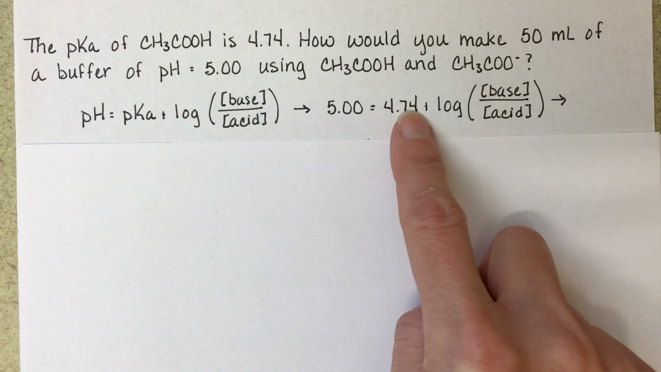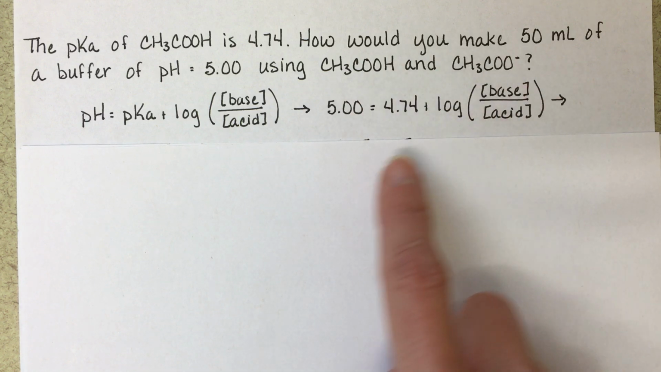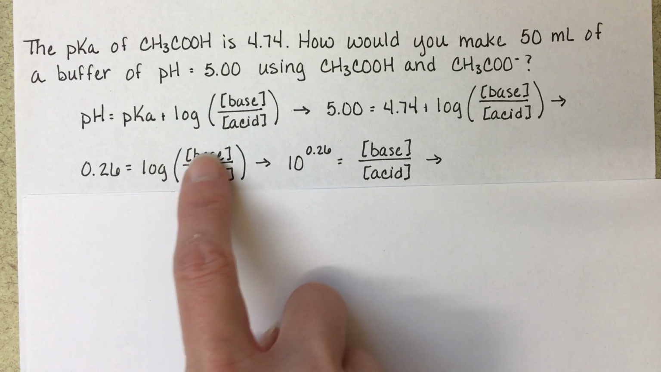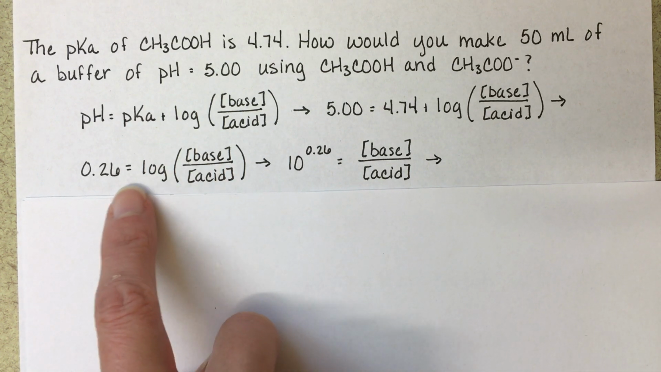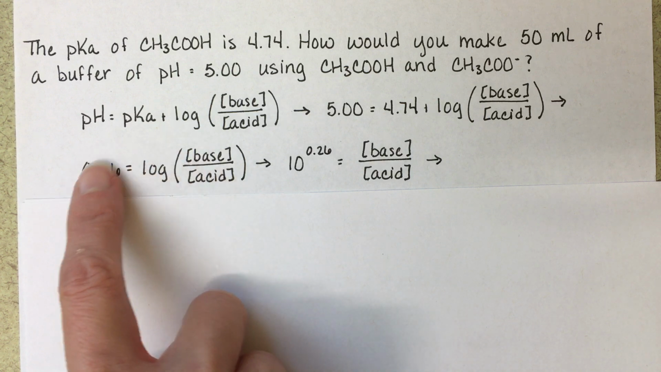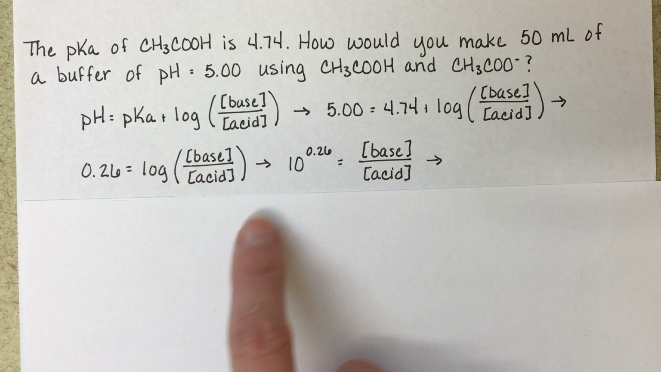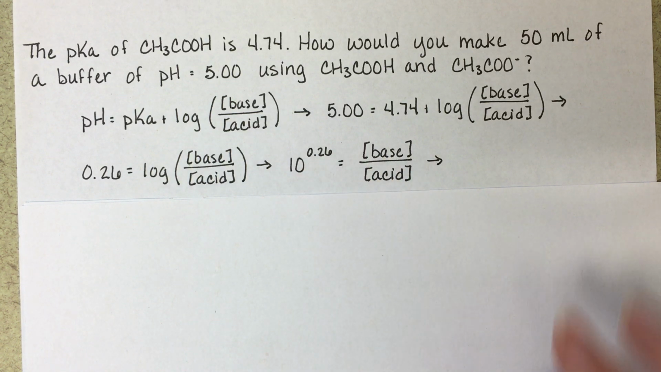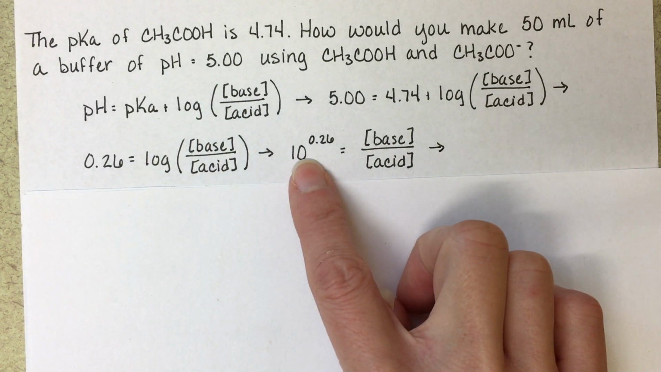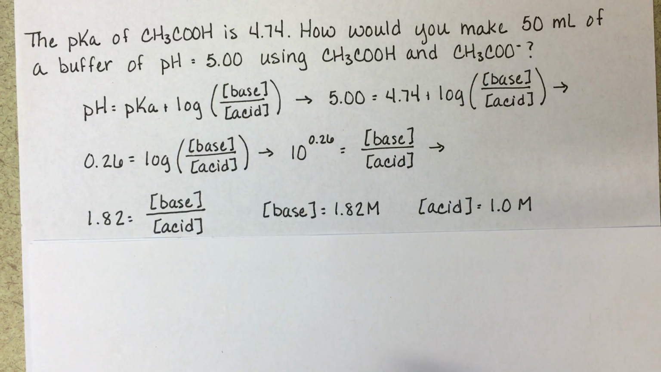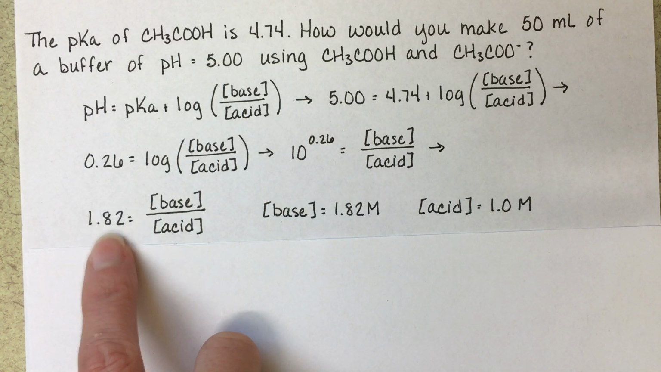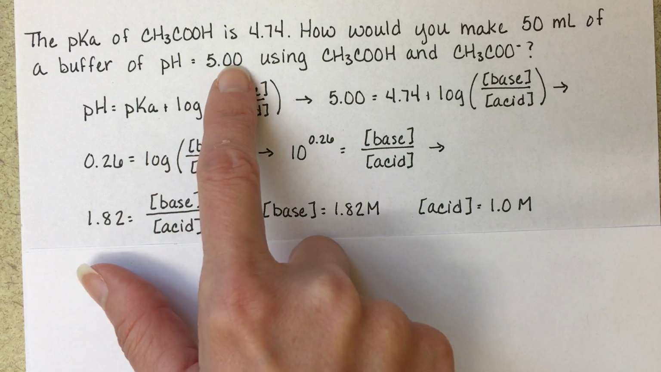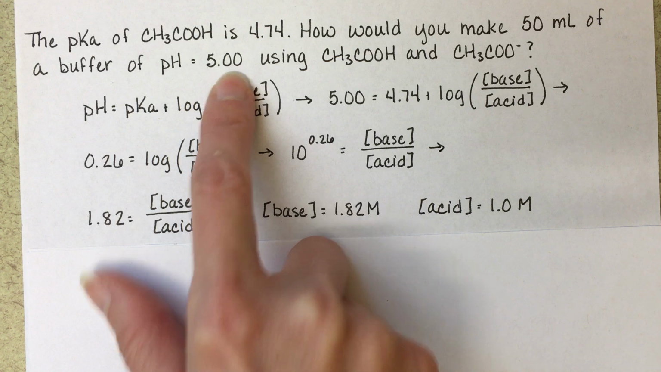So plugging that into the equation and doing a little bit of algebra, we can say that 0.26 is equal to the log of our base over our acid. We want to take the anti-log of both sides of this equation to get rid of this logarithm. So 10 to the 0.26 is equal to the base over the acid. And then we're going to work the math out on this 10 to the 0.26. It is 1.82. And that is the ratio of base to acid that we need in order to get our buffer to have a pH of 5.